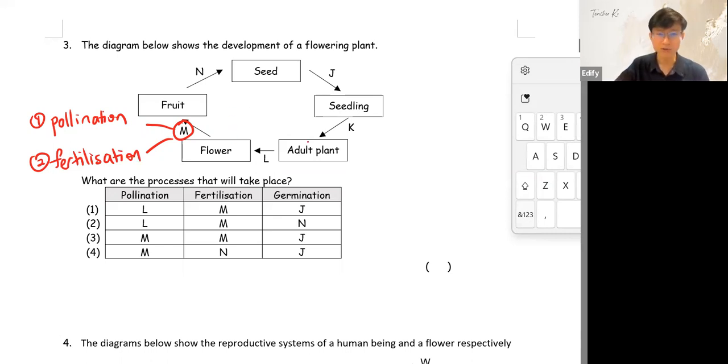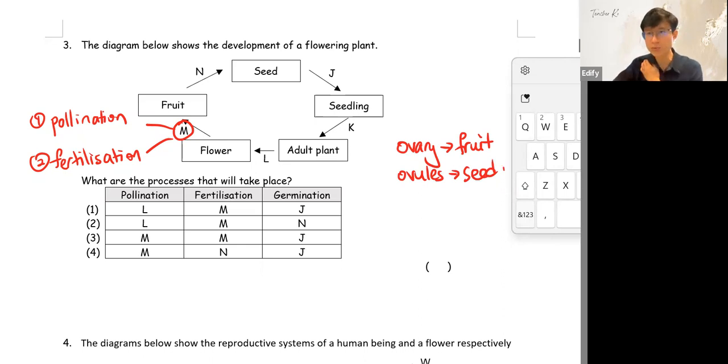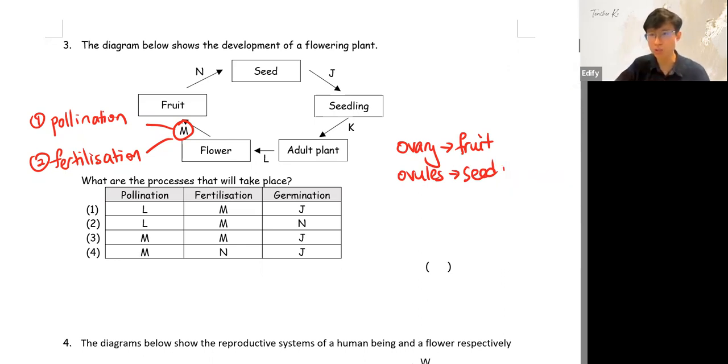Yeah, how do they develop into a fruit? Basically, the ovary will become the fruit, and the ovules will become the seed. Now, sometimes we are not very sure which is the ovary, which is the ovule, or whether you develop the fruit or develop the seeds.